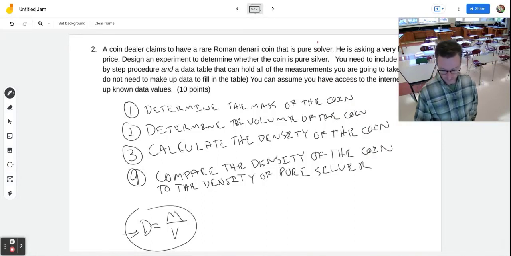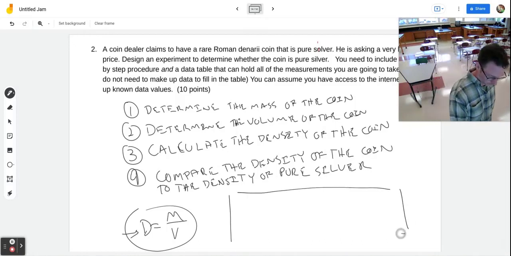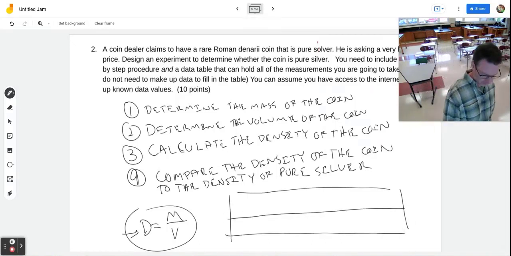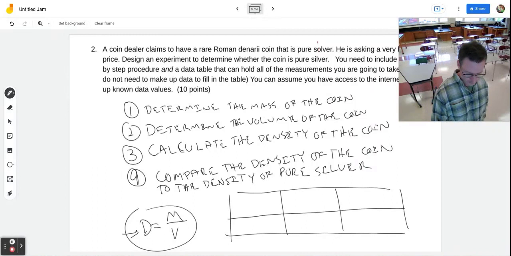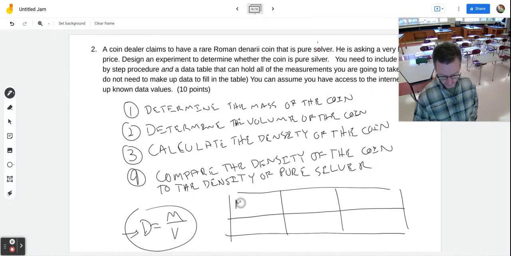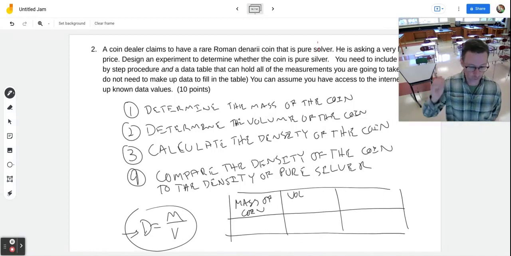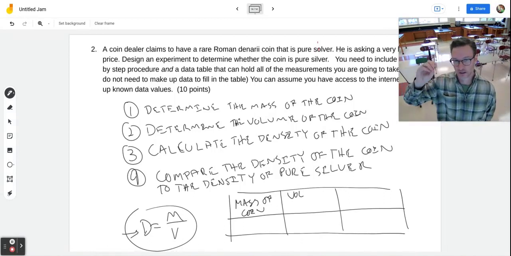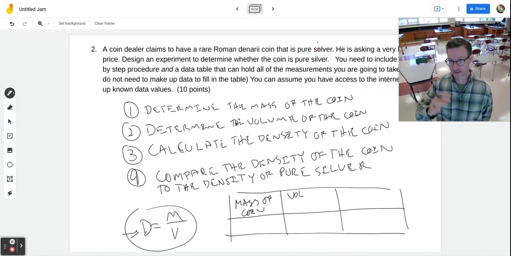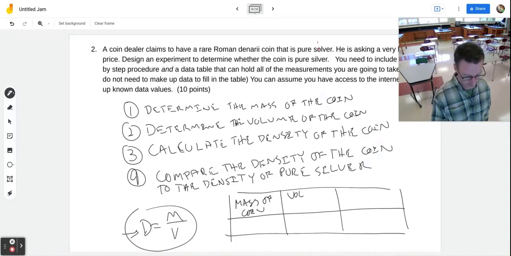Data table. Just like what we did in the lab, you need the mass of the coin. You need the volume. I would assume this is an irregular shape because it's an old coin. It might be worn down. These Roman coins had images stamped on them and that sort of thing. So it's not something you can measure with a ruler. So we're going to use displacement.